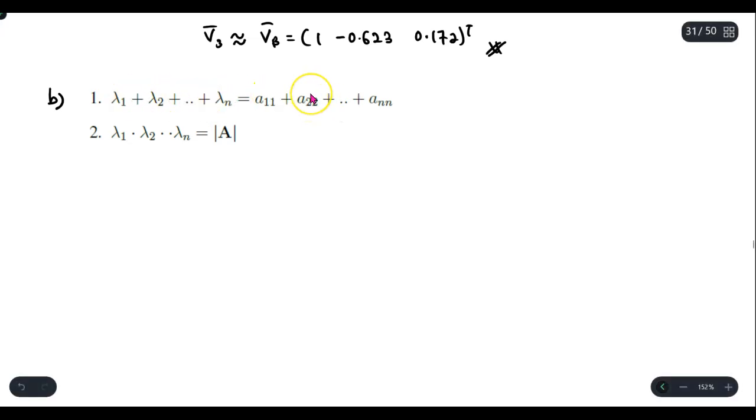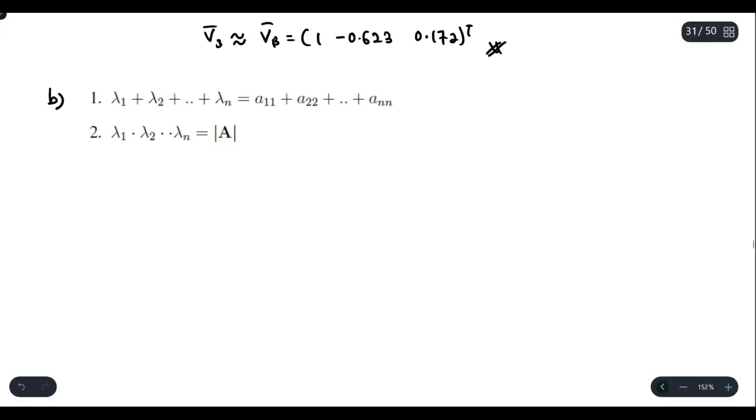Of course, A11, A22, A33 can be identified from your matrix A. So we can use formula number 1, which is what we call the trace, or formula number 2: lambda 1 times lambda 2 times lambda 3 in the case of a 3 by 3 matrix is equal to the determinant of A. You can use your calculator to get the determinant of A, and then lambda 2 is the determinant of A divided by lambda 1 times lambda 3. You can choose any of these formulas, but if the question asks for a particular formula, then you need to follow.